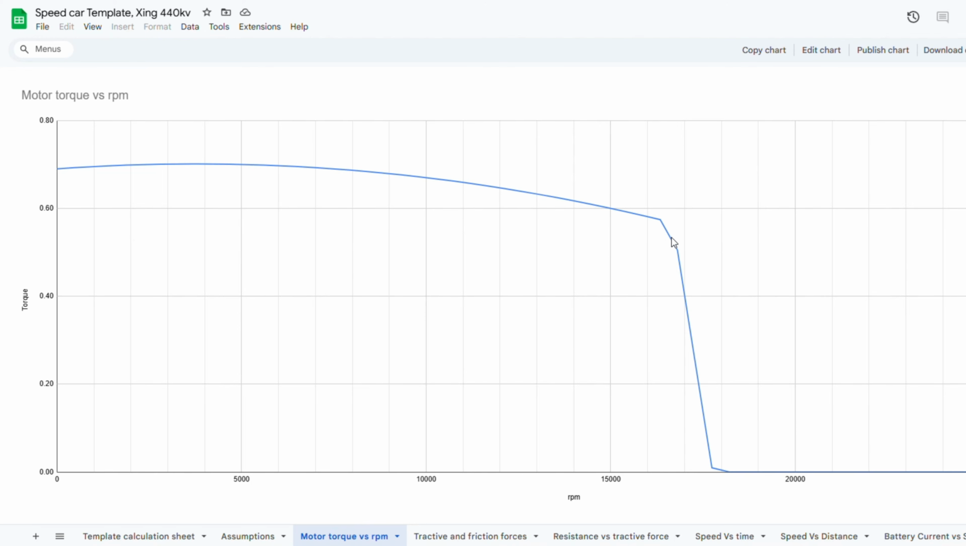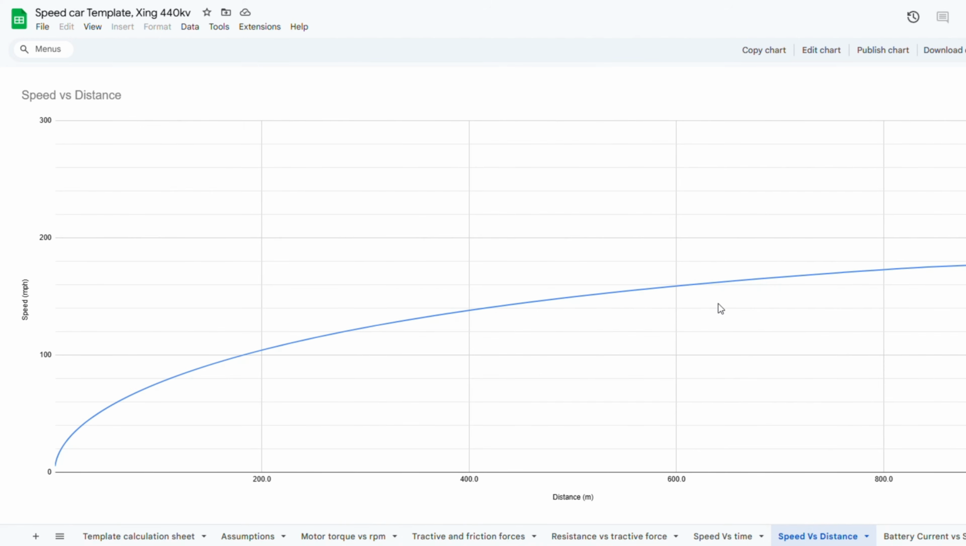And of course it signs off earlier as well because it's got that lower kV value. So this is even with 12 cells instead of 10 cells of that plot we just looked at. And the implication of that is that it will never reach 200 miles an hour. In 600 meters it'll just about get to 160 miles an hour theoretical speed. So again, that reassures me that I've chosen the right motors for my beast car project.